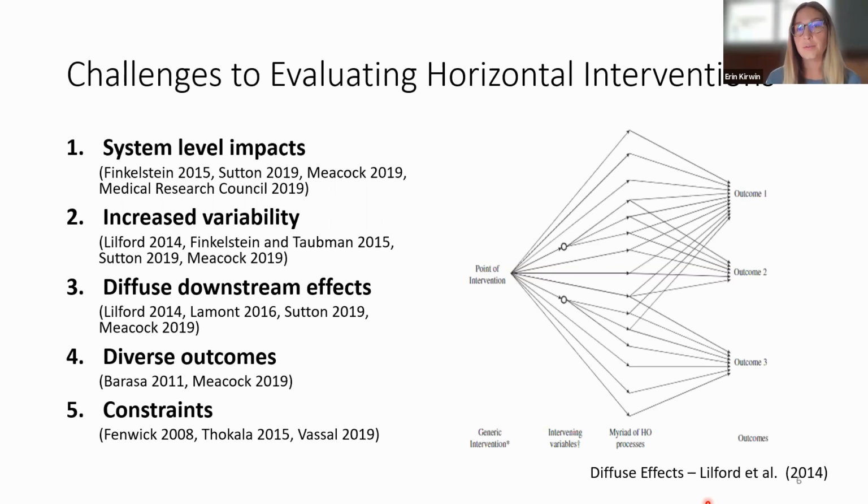So there are many challenges to evaluating horizontal interventions, and as you can see, they've been noted by several different groups of authors. I've classified the challenges into 5 categories, which you can see here. The first is system level impacts. Horizontal interventions may shift the demand for or supply of services across service areas, thereby influencing equilibrium conditions. There can also be substantial externalities or spillovers to the system.